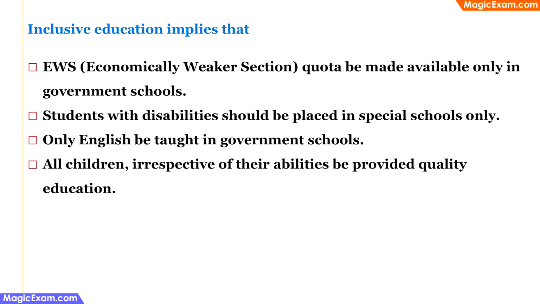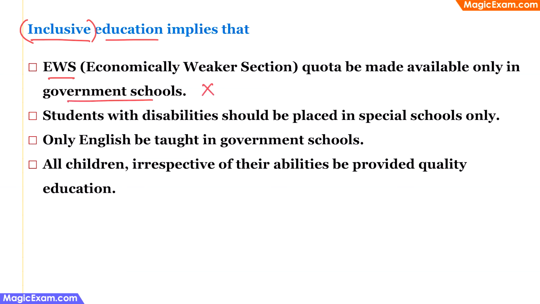This question is asking us, what is the meaning of inclusive education? So now, inclusive education means to include. That is, all children, irrespective of their background or their abilities, should get the same kind of opportunities and should get to study in the same kind of schools in the same classrooms as all children. Therefore, when we look at the answer choices, the first one says EWS, that is economically weaker section quota, should be made available only in government schools.